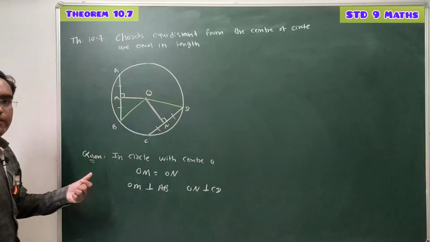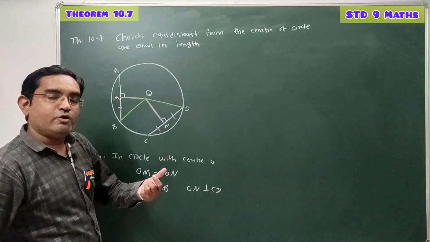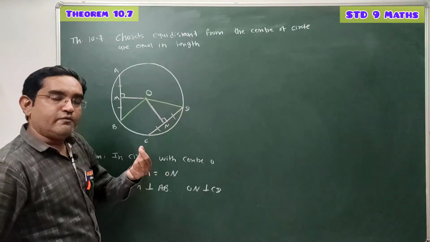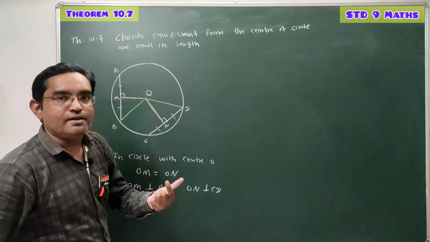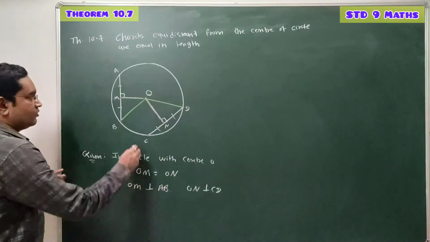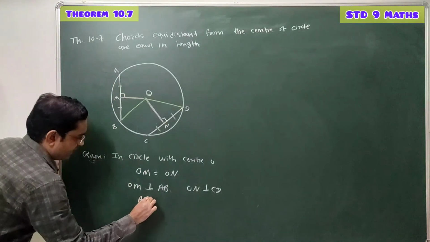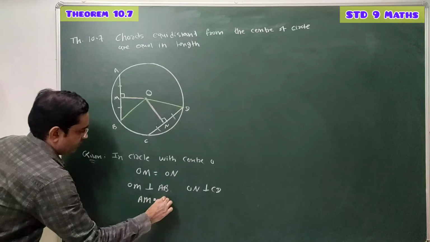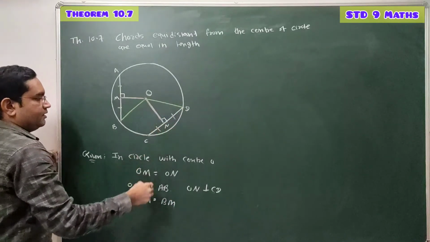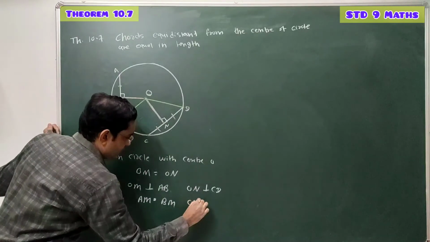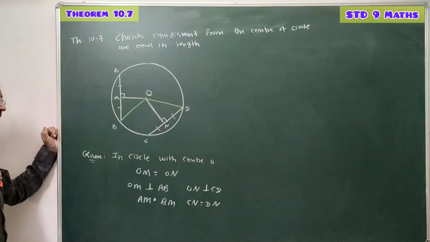If you want to find the distance of any chord from the center, then we have to draw a perpendicular from the center to that chord. And if we draw a perpendicular from the center to the chord, that perpendicular will bisect the chord. That is our theorem. So here M is the midpoint of AB, therefore AM equals BM, and ON is perpendicular to CD, so CN equals DN. So many things are given.